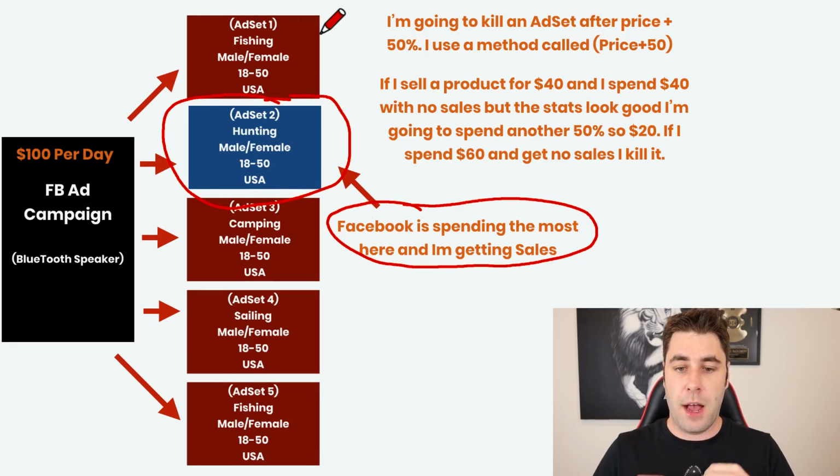What I do is I basically look at the stats. So let's say I'm selling that Bluetooth speaker for $40 and there's an ad set that spent $40 and hasn't made me any sales. I look at the stats. If the stats look good, like we got low CPMs, link clicks are low and stuff like that, I let it run for another 50%. So in that case, I would let it run for another $20.